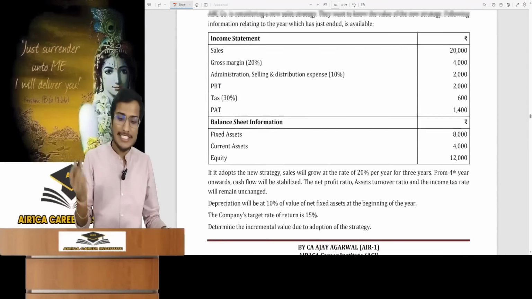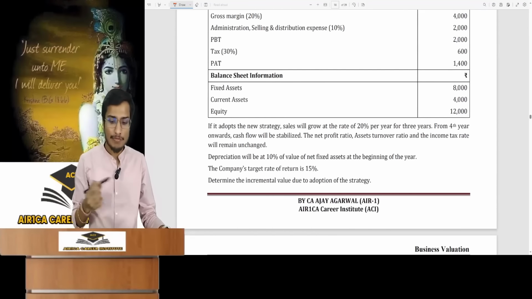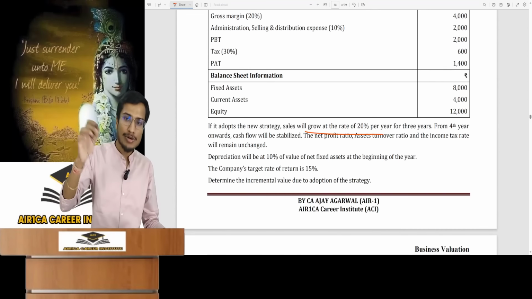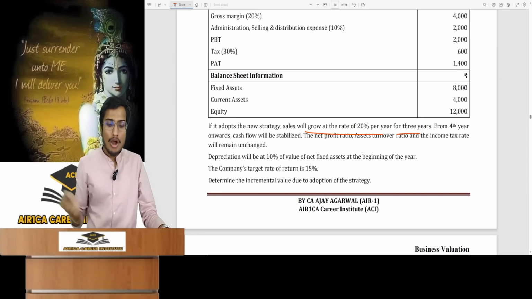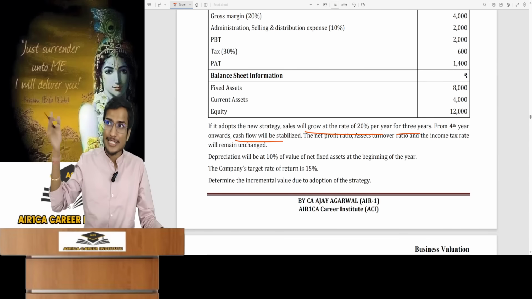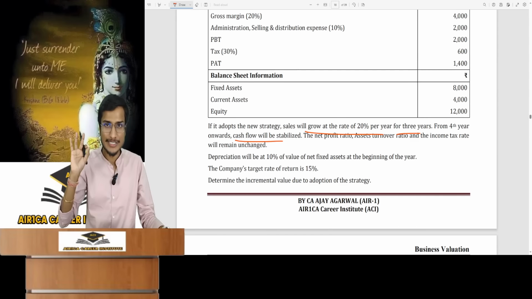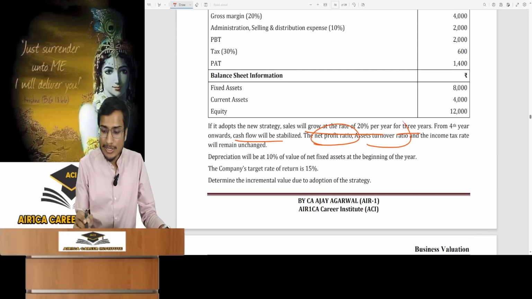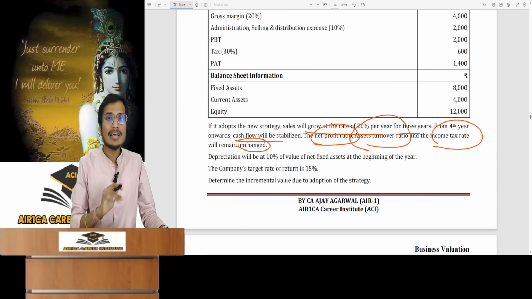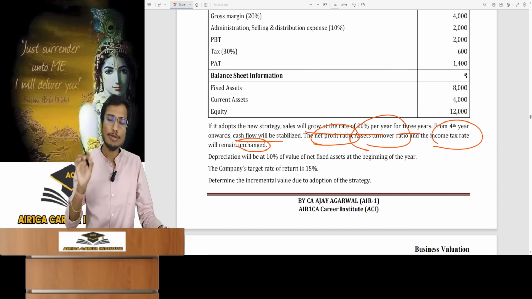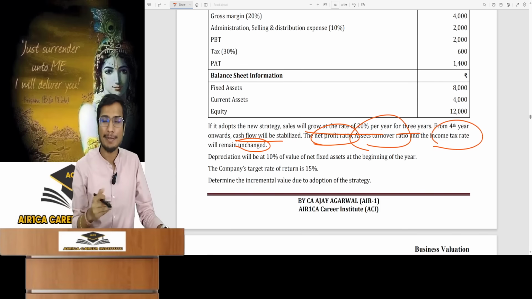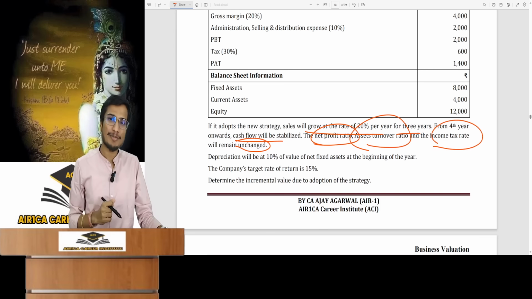Now regarding the strategy question: a company aims to implement a new strategy for sales growth at 20% per annum for 3 years. From the 4th year onwards, the cash flows will stabilize and become fixed, meaning there will be no growth. Net profit ratio, asset turnover ratio, and income tax rate remain constant for the future. Capex and working capital changes are not informed in this question.